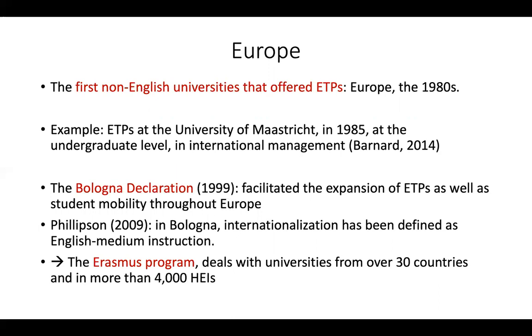The Bologna Declaration in 1999 facilitated this trend and also student mobility throughout Europe. It was to an extent that Phillips in 2019 pointed out that in Bologna, internationalization has been defined as English medium instruction, somewhat exaggeratedly. And also the Erasmus program, which deals with universities from over 30 countries and more than 4,000 higher education institutions, also facilitated this trend after this declaration.